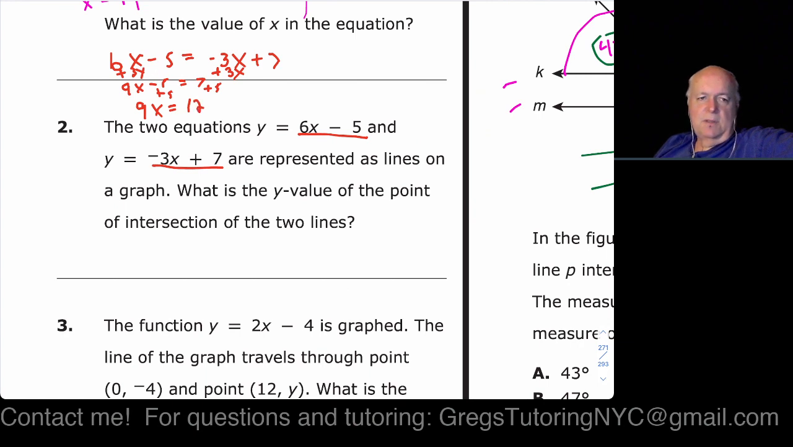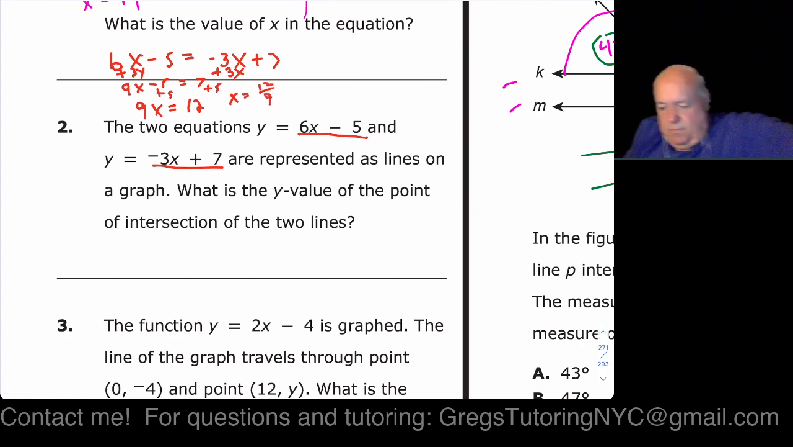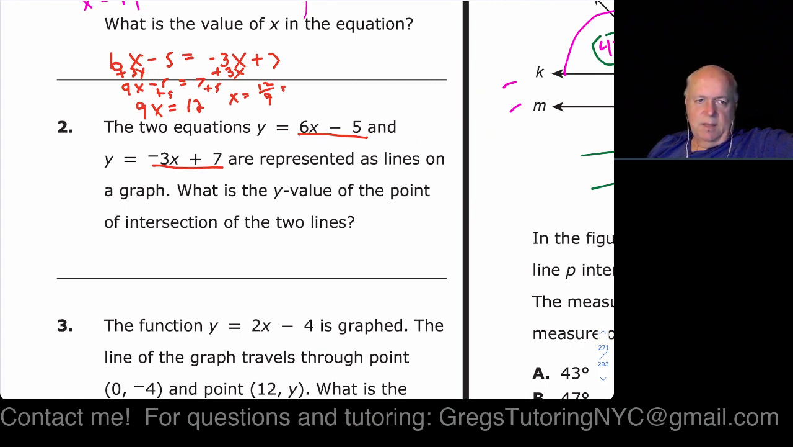So x is equal to 12 over 9. Or if we simplify that, dividing both sides by 3, we get 4/3. So that's not the answer, since they're asking for what y is. One thing we can do is replace x. Since we know what x is now, we can substitute it into this equation here. So let's do that.